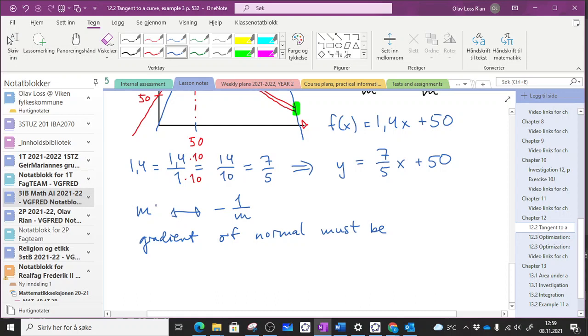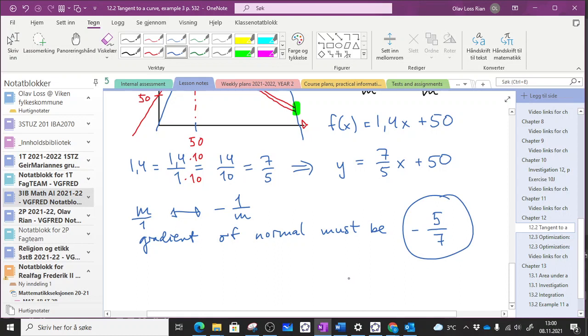Okay, so we take the gradient of the line, the tangent, and to find the gradient of the normal, what do we have to do? We have to change the sign. So if it's positive, it must be negative. And we also flip the fraction upside down because m is the same as m divided by 1. So we're flipping the fraction upside down and we change the sign. So flip it upside down, change the sign. So gradient of normal must be 5 divided by 7 with a minus in front of it, right?